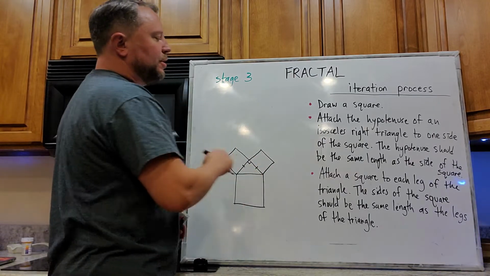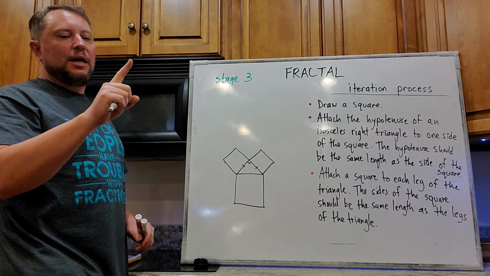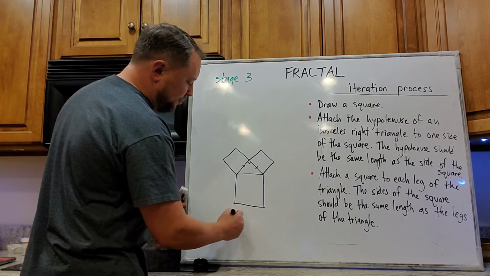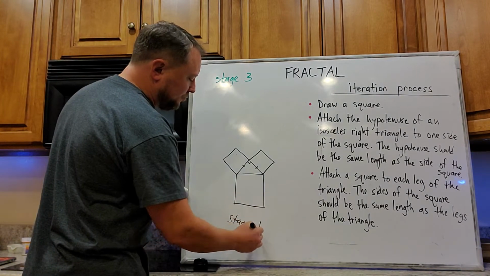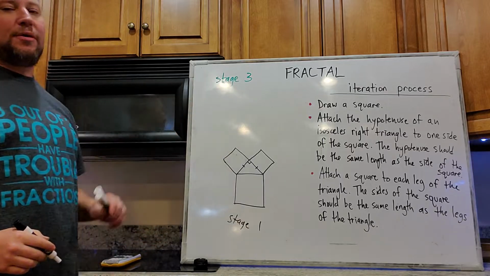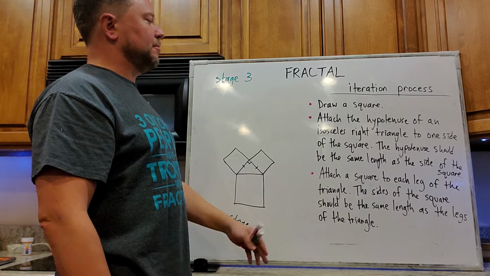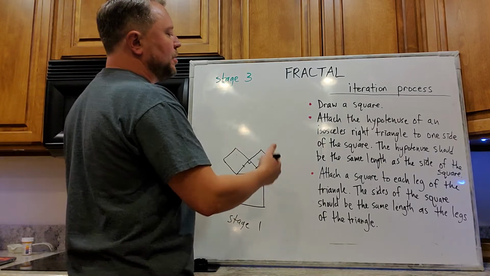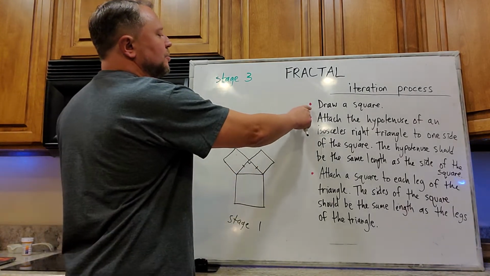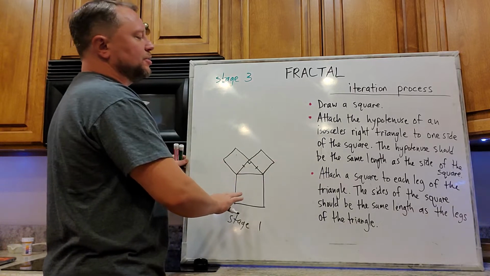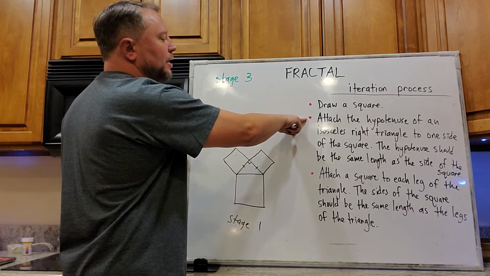Okay, I've gone through all these steps once. So that would be stage 1. But I want to do stage 3 yet. So I'm going to have to repeat the steps again. Now when I go to repeat my steps on this one, the draw a square really is what got things started. So you're really going to jump right in here again.